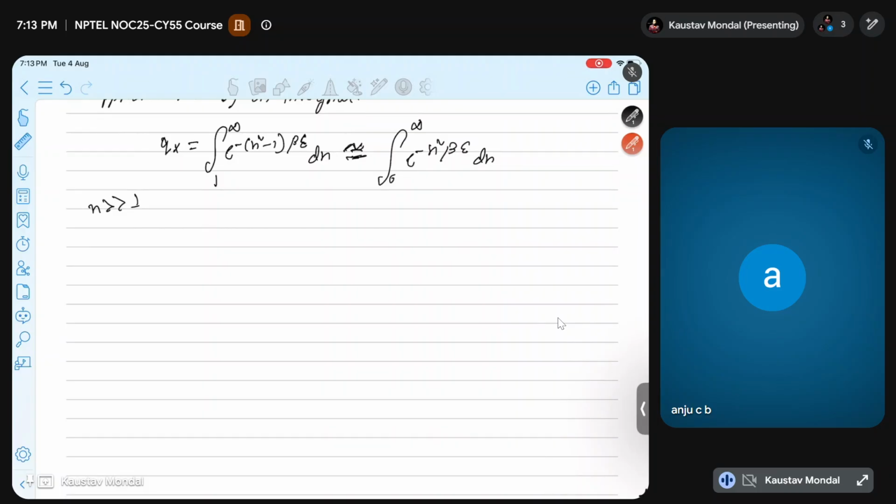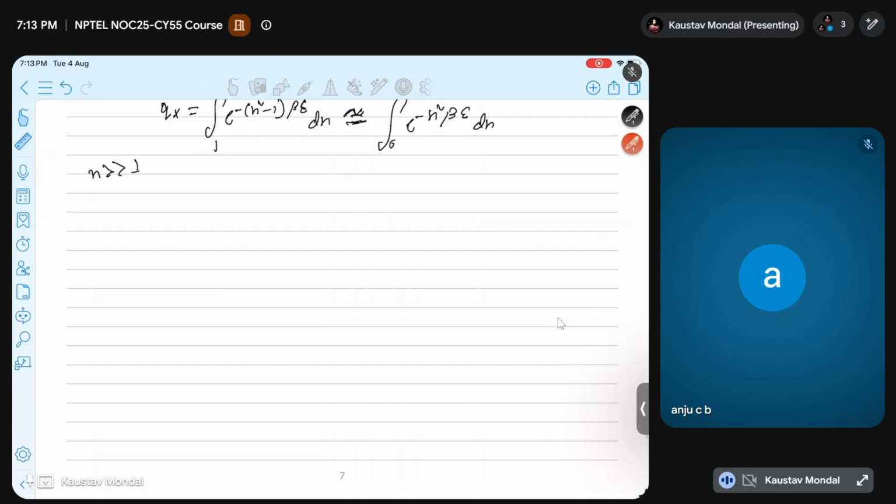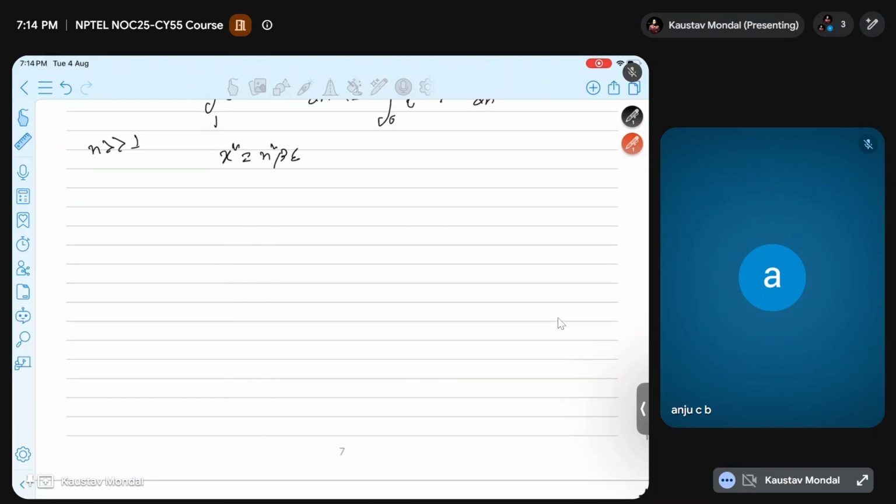So for this integration, we have to use this Gaussian form of integration. For that we have to do some variable substitution. First thing we will do, we will consider x square as n square beta e, and if you differentiate both sides, it will become 2x dx equal to 2n dn beta e. So dn will become x by n into 1 by beta e dx. Okay.